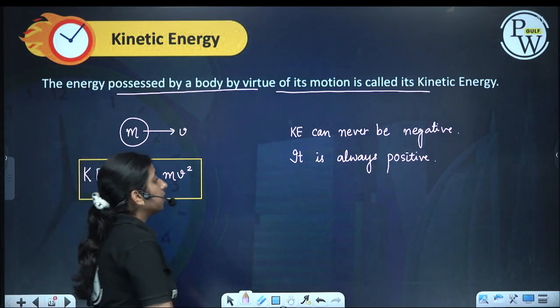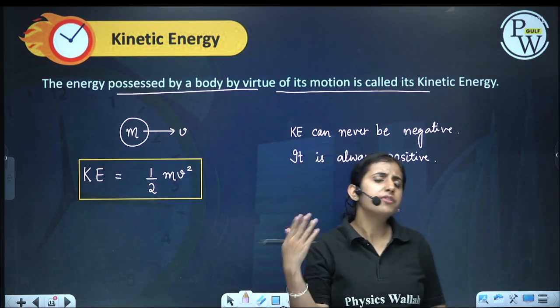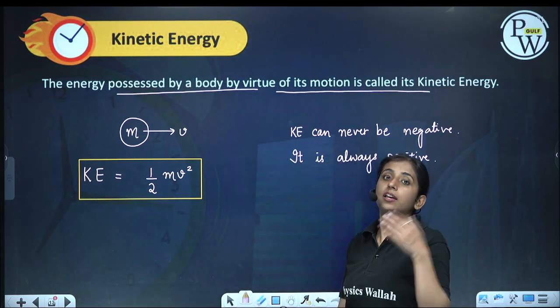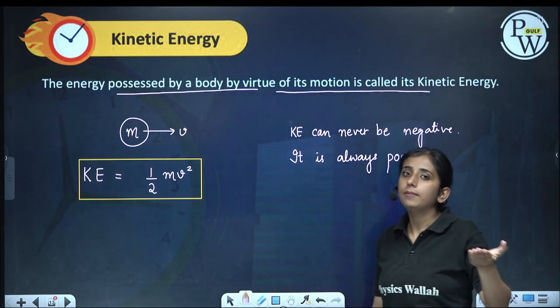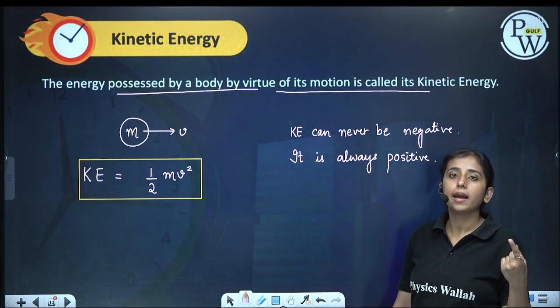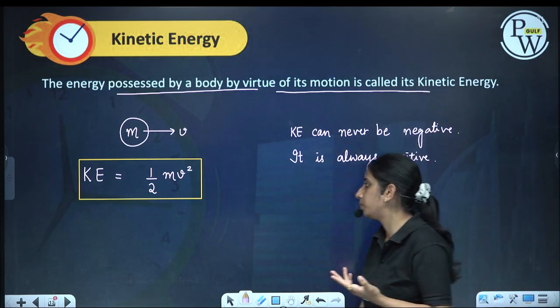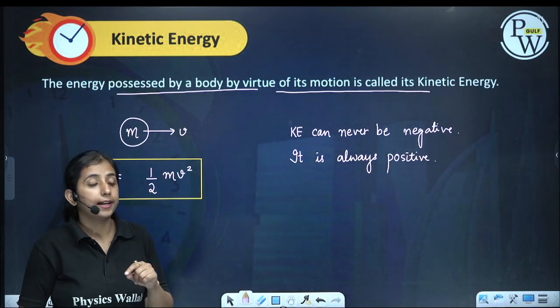It is also a scalar. Energy is a scalar, so every type of energy will be scalar. Same unit, joule, because it is just a type of energy. Same dimensional formula, ML^2T^-2. This is our kinetic energy.